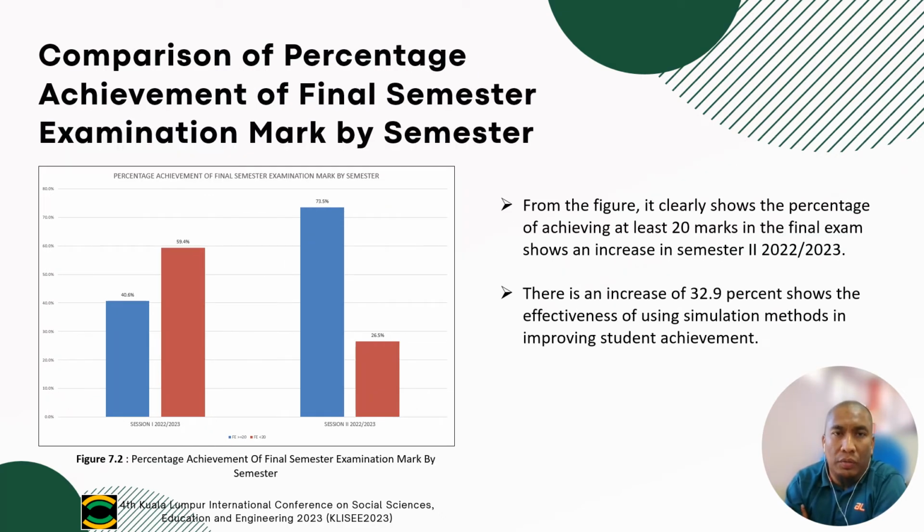A comparison of percentage achievement of final semester examination marks by semester has been made. From figure 7.2, it clearly shows the percentage achieving at least 20 marks in the final exam shows an increase in semester 2 2022-2023. There is an increase of 32.9%, showing the effectiveness of using the simulation method in improving student achievement.